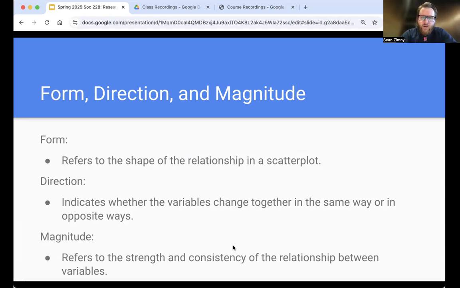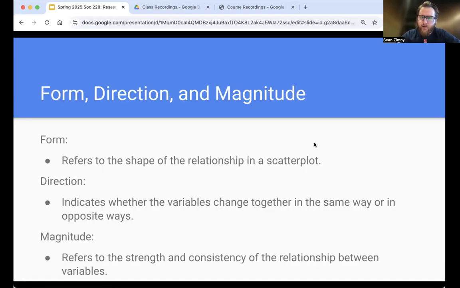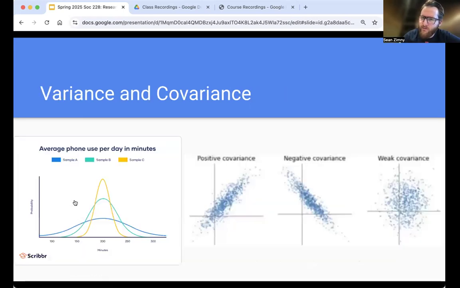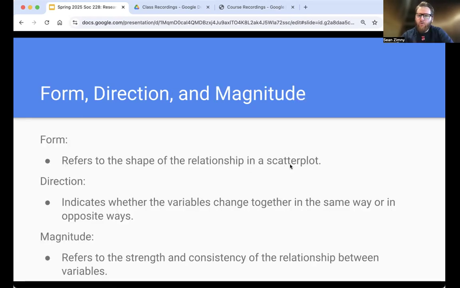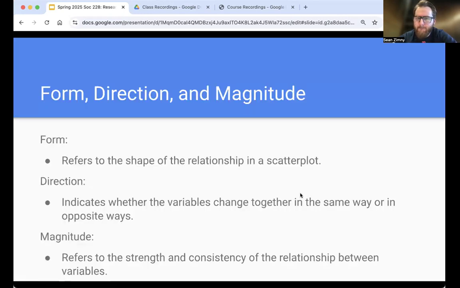So form refers to the shape of the relationship in a scatter plot, essentially just the shape of the correlation. A linear form points to a straight line pattern, right? We mentioned that. If you look at the next slide, that upper left would be very linear. Curvilinear would be a curved pattern. So stress level and performance would be an example of what that could be. Look on the left-hand side there. And then no relationship is that the points are scattered randomly with no discernible pattern. That would be on the upper right. There's no real discernible pattern there.